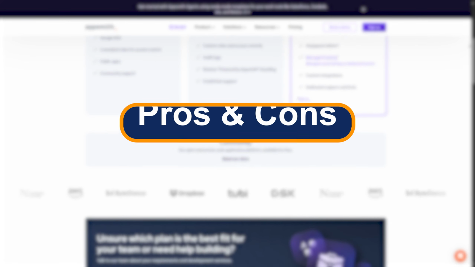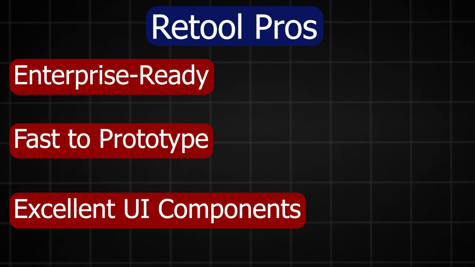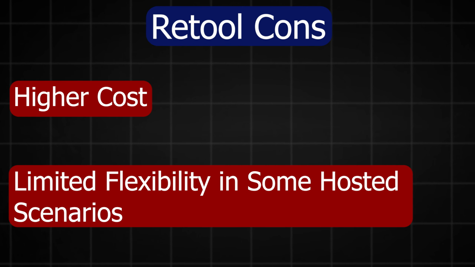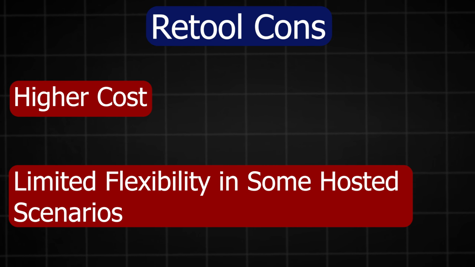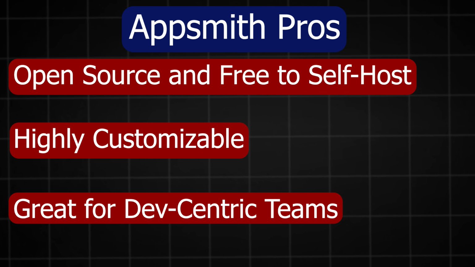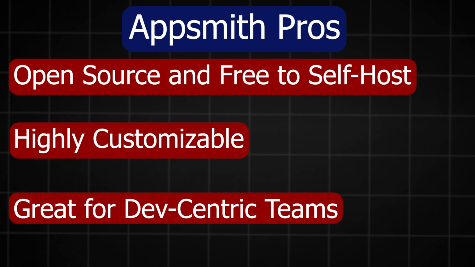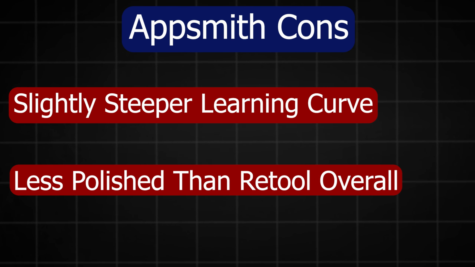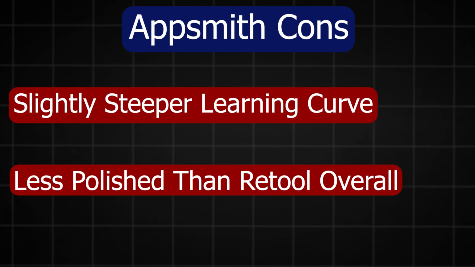Pros and cons. Retool Pros. Enterprise ready, fast to prototype, excellent user interface components. Retool Cons. Higher cost, limited flexibility in some hosted scenarios. Appsmith Pros. Open source and free to self-host, highly customizable, great for dev-centric teams. Appsmith Cons. Slightly steeper learning curve, less polished than Retool overall.